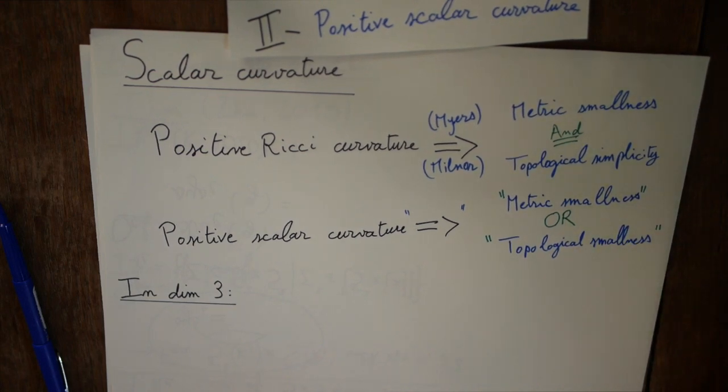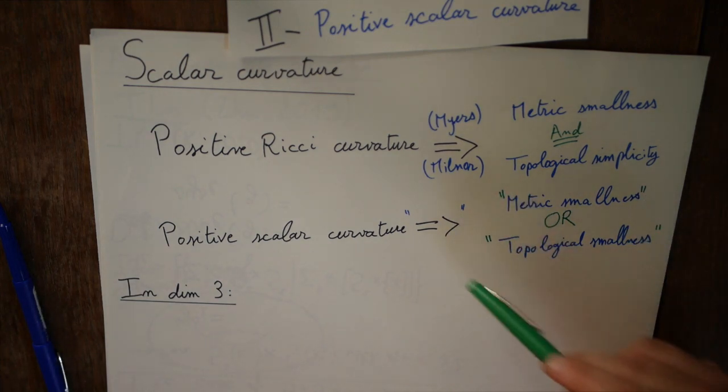Topological smallness, we know, and in fact there are some universal results here: when the topology is too complicated, for instance on the torus or on hyperbolic manifolds, there are no metrics of positive scalar curvature.